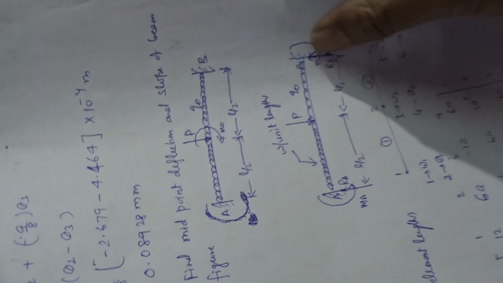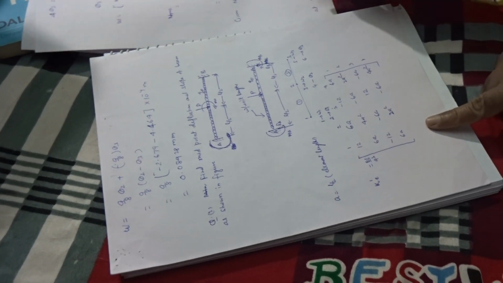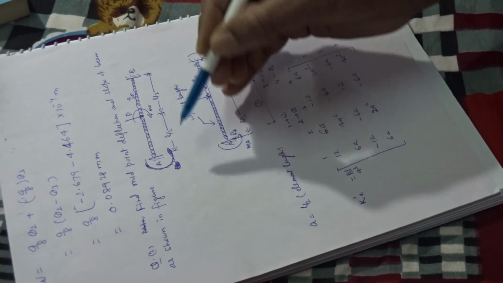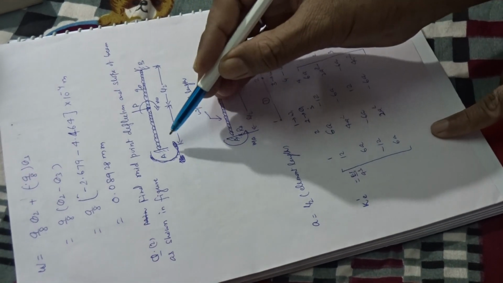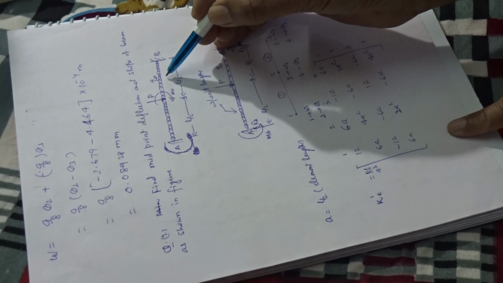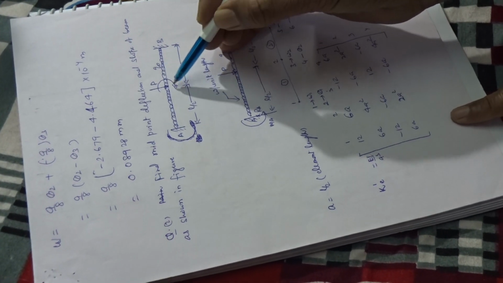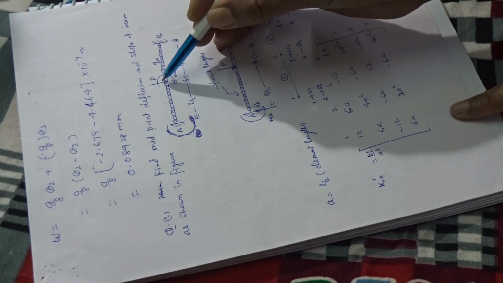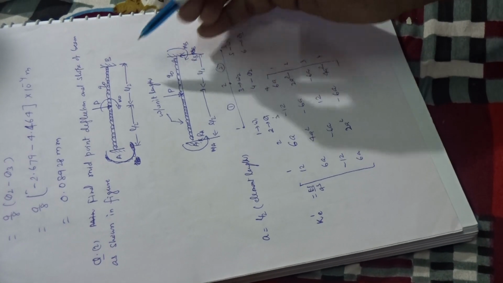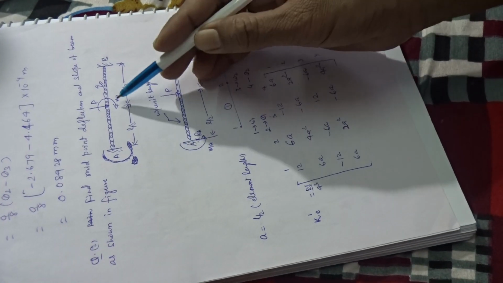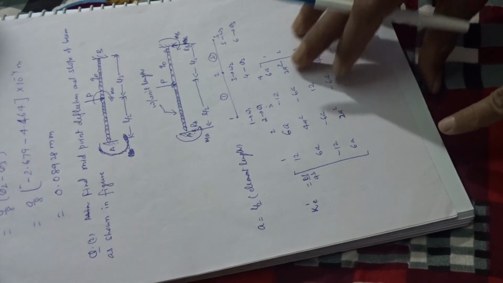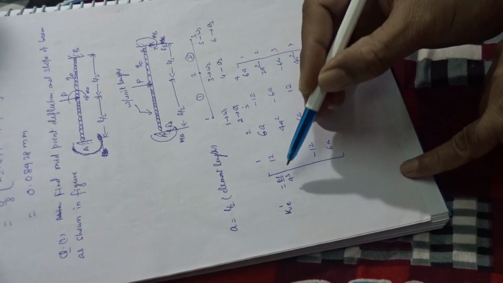Next, I have already discussed this question, but I will quickly discuss it again. This is the fixed beam, and Q naught is applied in the downward direction. P is a point load, M naught is the bending moment. The total length is L, and L by 2 is the element length. This was already explained in the previous video.